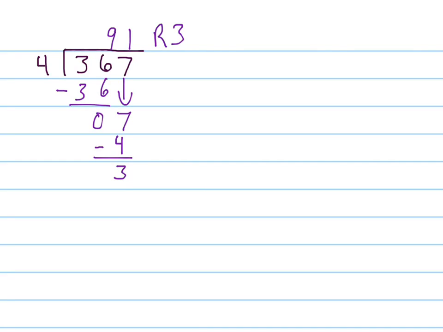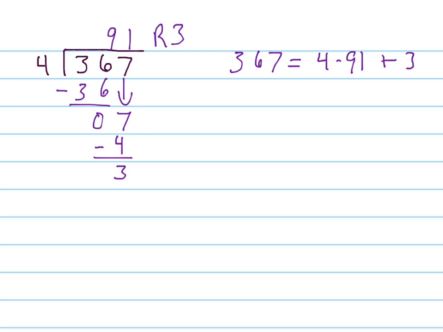So hopefully you remember how to divide. That's how we divide. And what does all this mean? Let's check this out. Watch. 367 equals 4 times 91 plus 3. Check it out. Do the math. 4 times 91 plus 3 equals 367, right? Because we divided 367 by 4.